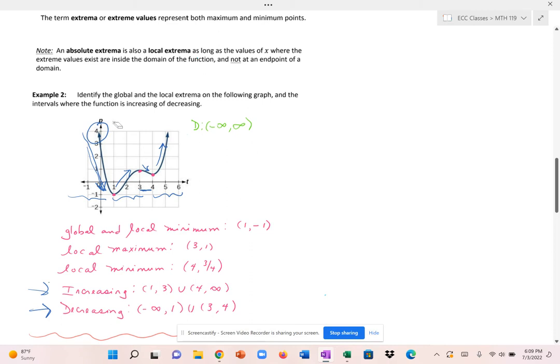And those intervals of increasing and decreasing should be expressed as open intervals.